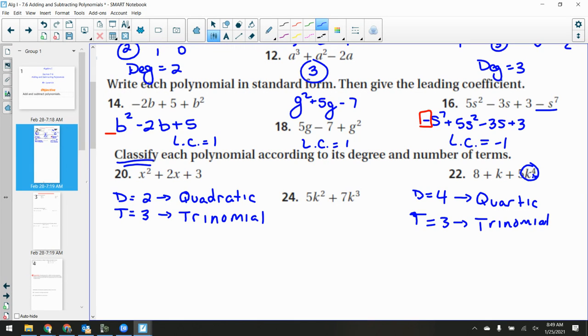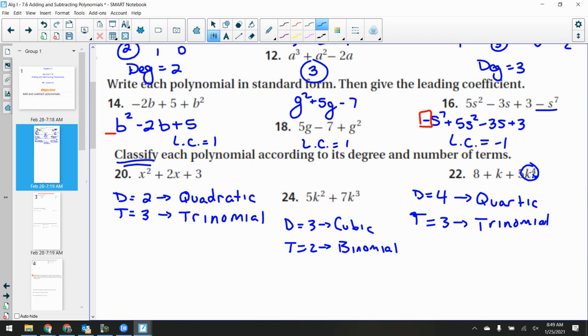Okay, and then here, Will, what's the degree? The degree would be 3, so what is it called? Good. And then how many terms does it have? And what would that be called? Good. So that would be a cubic binomial.